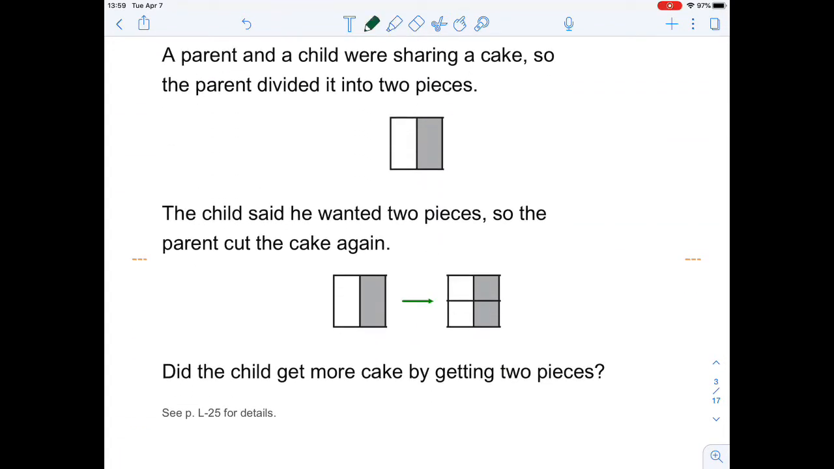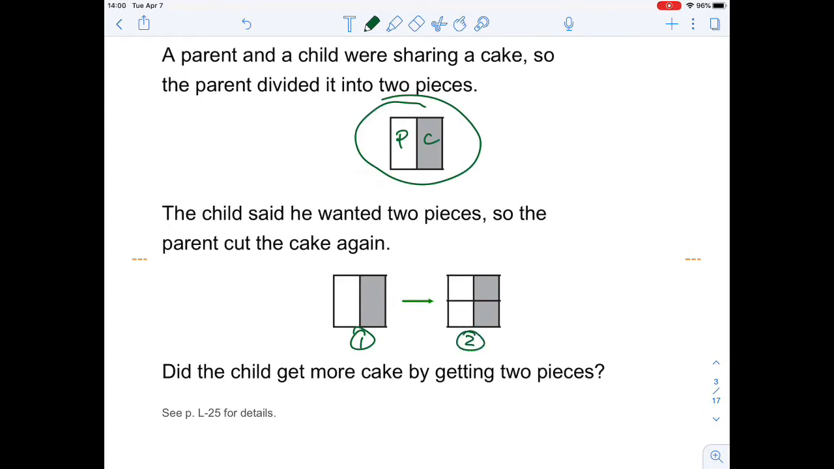So a parent and a child were sharing a cake. The parent divided it into two pieces. So here's our square cake divided into two pieces, one for the parent, one for the child. The child said he wanted two pieces. You know, as kids often are, they're not happy with what they're given, so he didn't like the one big piece, he just asked for two pieces. So the parent can magically create more cake, because there was just that one cake. So the smart mom cut the cake as so. This was the first cut and this was the second cut. And now the child got two pieces.